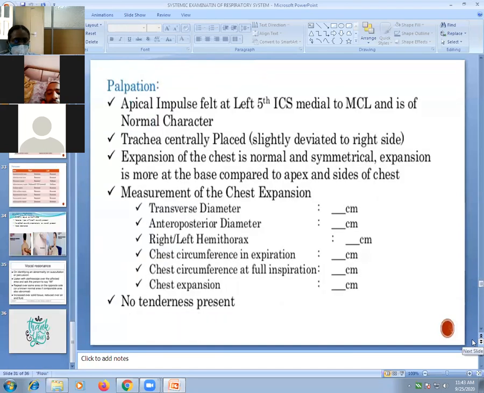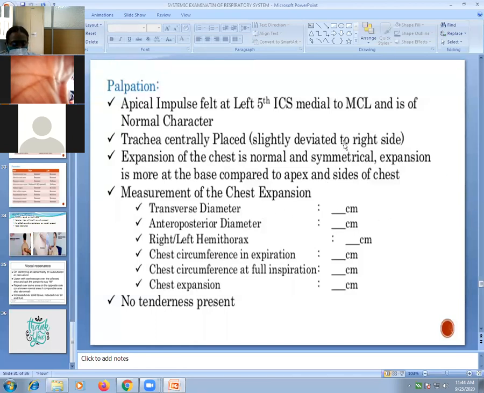For palpation, you can palpate the apical impulse, but it is not necessary to write it in the respiratory system. You just write the chest expansion by holding the chest: expansion of the chest is normal, adequate, symmetrical. Tracheal position is central. Then you take the respiratory rate of the patient, the pattern of respiration, no use of accessory muscles and no tenderness. So these are the points of palpation. Important are the position of trachea, chest expansion and local tenderness, and then the respiratory rate, pattern of respiration, use of accessory muscles.